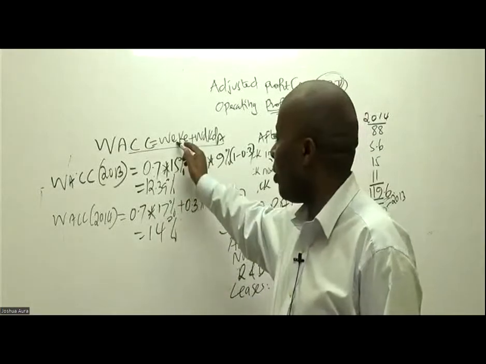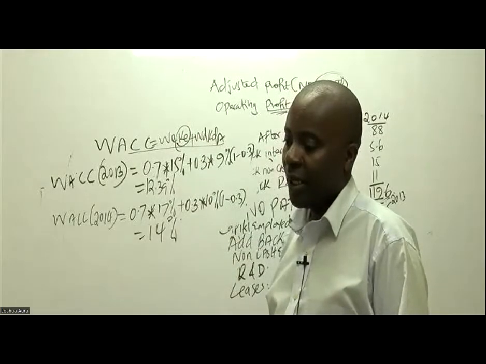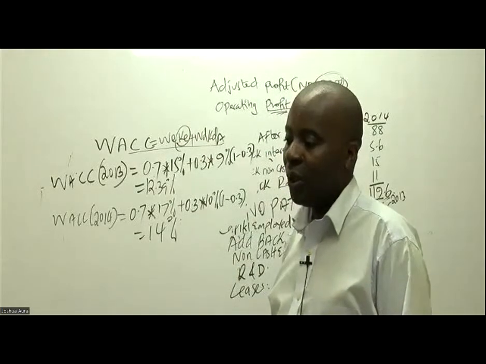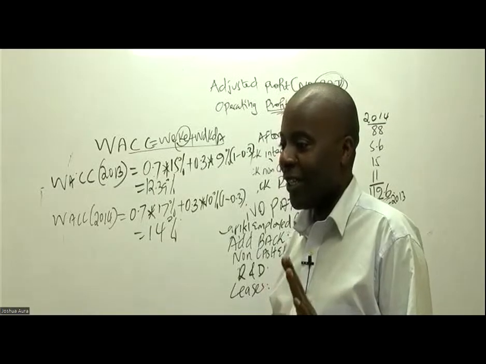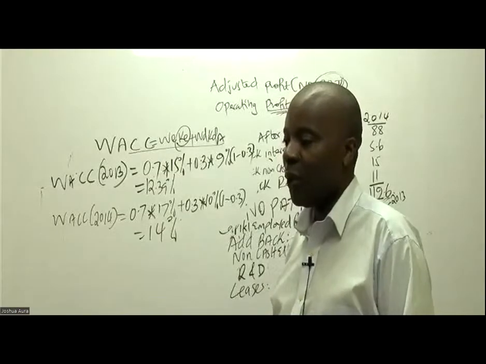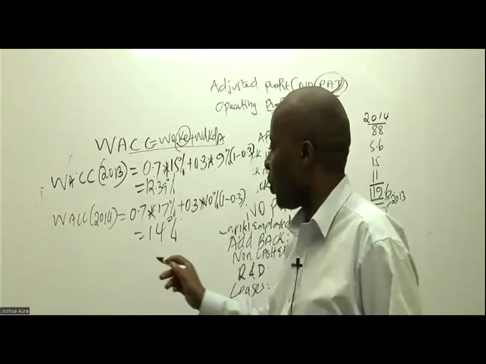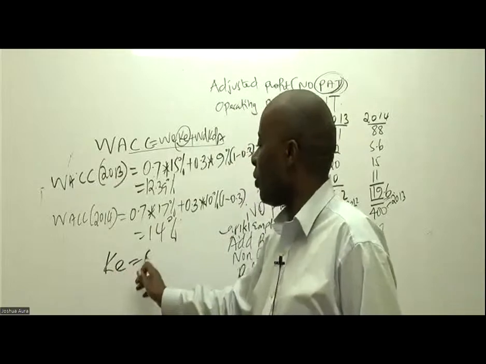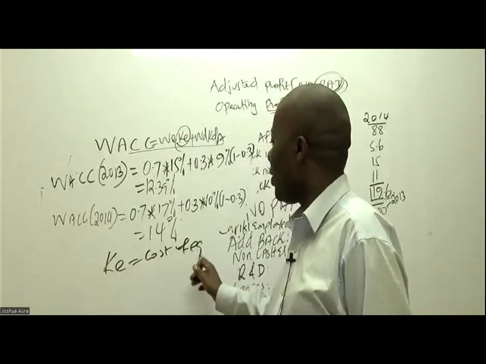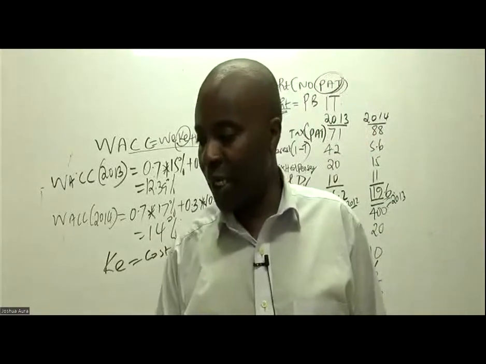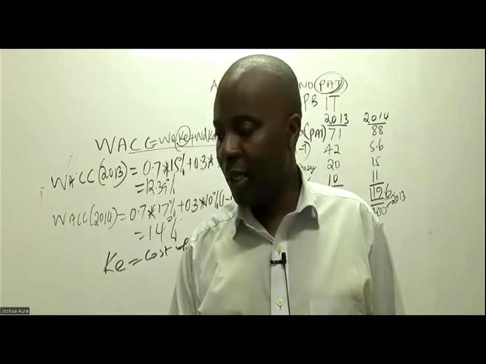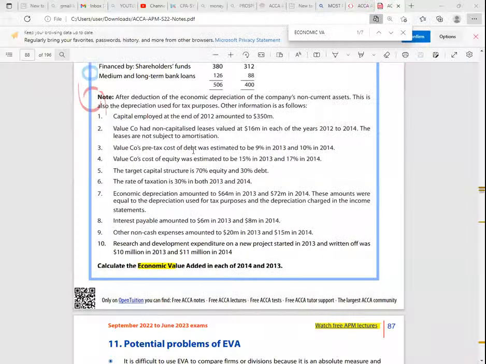Yeah, and do you know the meaning of this? KE, do you know the meaning of KE? KE is cost of equity. You never did advanced financial management or financial management in section 3. KE is cost of equity, and they have given you cost of equity for the 2 years. It's given here.